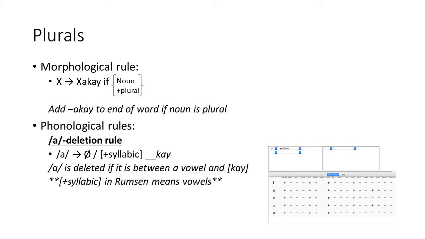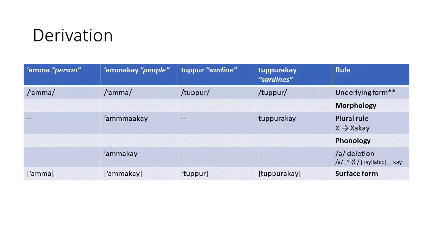Here I put the chart. I don't know why I didn't put it before, but here's the chart. It says I, U, E, O, A. Those are, and you can see at the top it says plus syllabic. So that is all the plus syllabic sounds in Rumsien. So again, a is deleted if it is between a vowel and kai. Now let's see this happen.